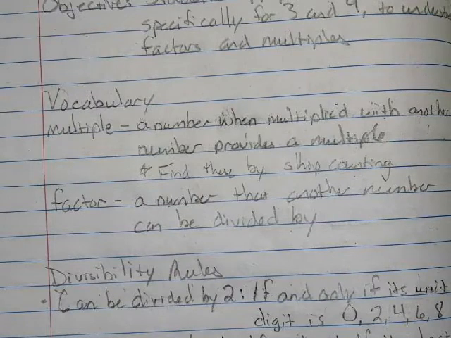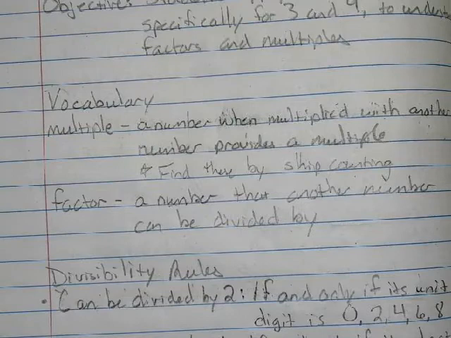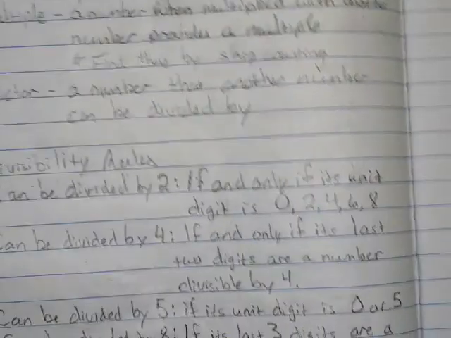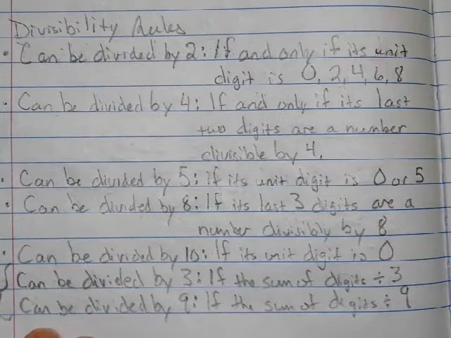Now, a factor is a number that another number can be divided by. So 10 can be divided by 2, so 2 is a factor of 10. Now, your divisibility rules, you will be using this throughout the lesson, so it's important that you write this down. The whole list I'll have up there so you can write while I explain them.